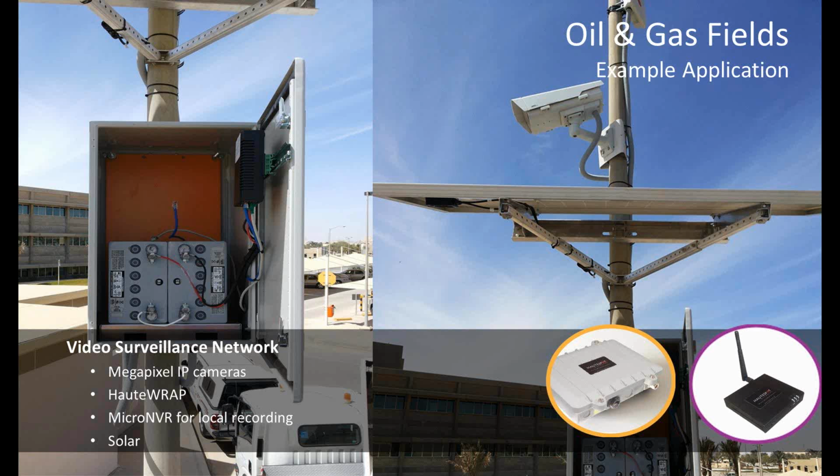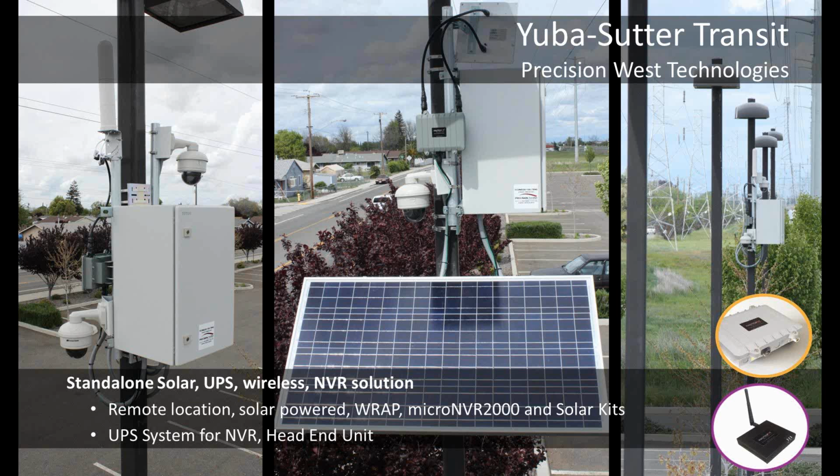We also have oil and gas fields outside of the United States, with simple perimeter security using wireless point-to-point links. And most recently, Yuba-Sutter Transit had a fairly large install. There were 3 locations. Each location had a remote head end inside this enclosure with our micro NVR product, one of our wrap base stations with an Omni antenna, and its Aerocon cameras.